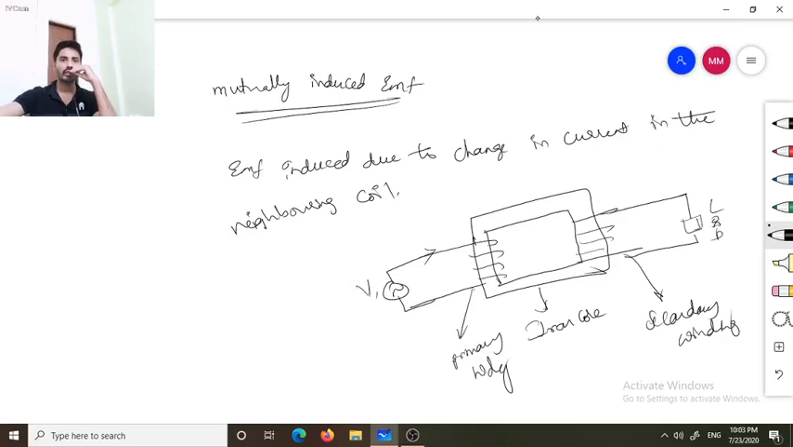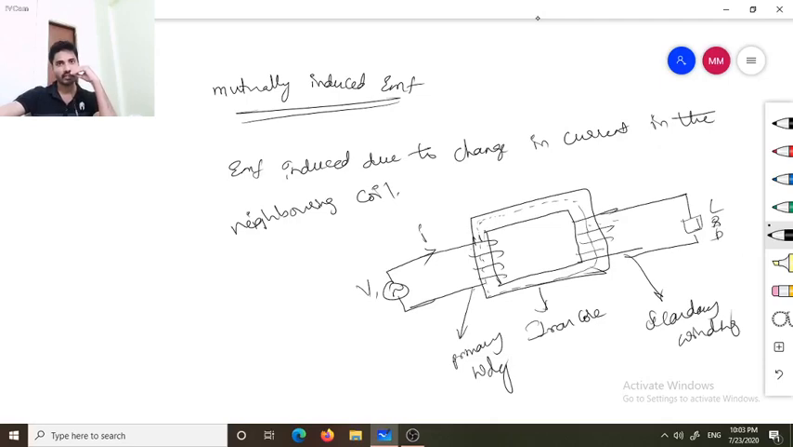Suppose we give a supply to the primary winding. What happens? Current will pass into this winding and flux will be produced in the core, as the core is common for both the primary and secondary windings. So there is no electrical connection between primary and secondary, but they are magnetically linked through a common core. Why? Because the same flux which passes into the core is again linking with the secondary winding turns.